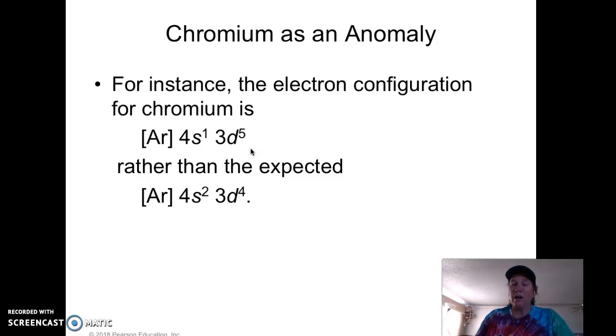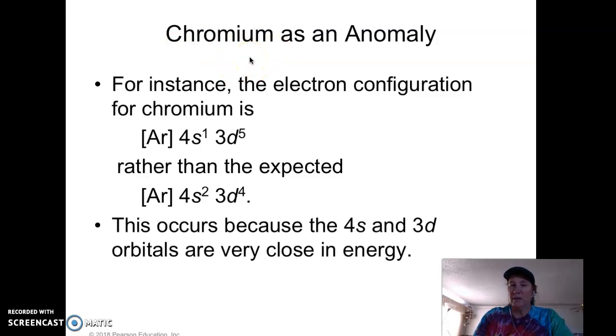And again, before argon, there'd be 1S2, 2S2, and all that stuff. But we're going to just stick with this. Okay, we're going to go with the norm, not the abnormal. Okay, so chromium can be abnormal as it wants. When we do configurations, we're going to stick with the normal.